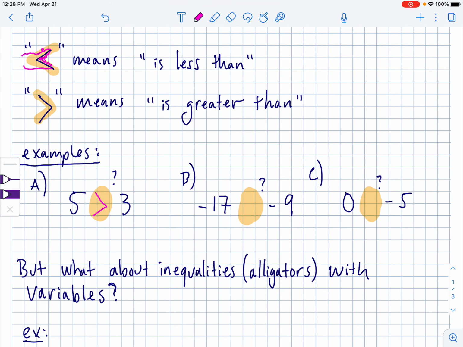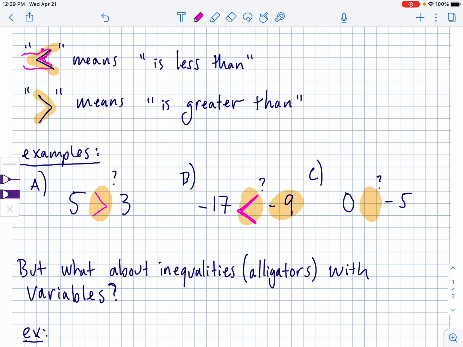The next one, -17, -9. This is almost like a trick question because a lot of people see the 17 and the 9 and go, oh, the 17 is bigger. But since they're both negative, the -9 is actually further to the right on a number line, which means that the alligator wants to eat the -9. So the -9 is bigger than the -17.